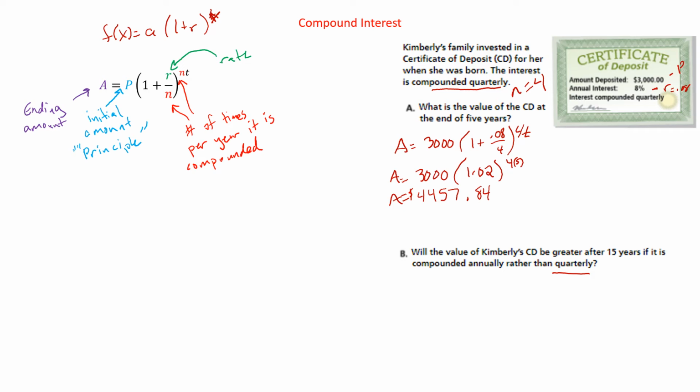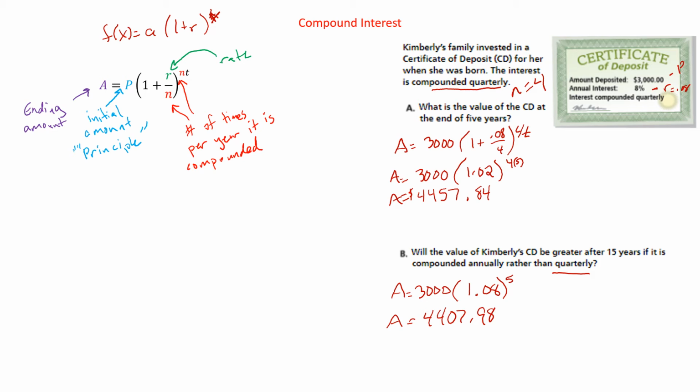So if it's annually, n would equal 1, so we have A equals 3,000 times 1 plus 0.08, so 1.08 to the 5th. And so 1.08 to the 5th is 1.46 times 3,000. And this would give us $4,407.98. So even after 5 years, it's increased.